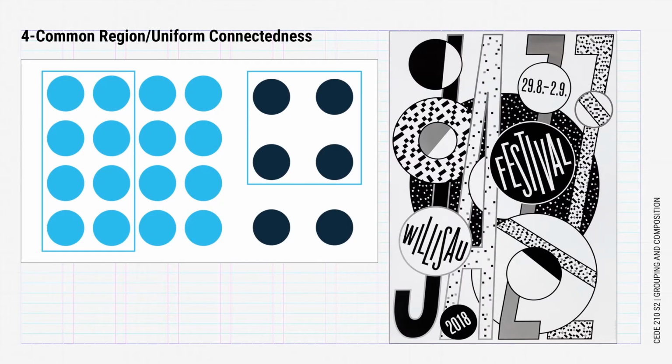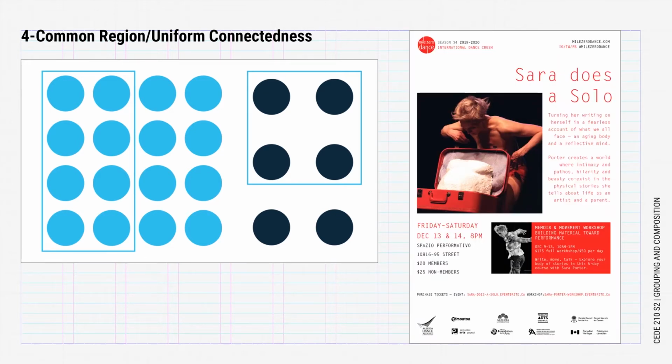So next we have uniform connectedness or common region. Similar to the proximity principle, elements that are placed within the same region are perceived as grouped. So by region, in this sense, we're talking about elements that are framed by either lines or shapes, whether it's in a rectangle or any other shape. These will be perceived as part of a group, distinct than anything else that is not within this group. This is especially interesting because it works even if it contradicts other principles, say in similarity.